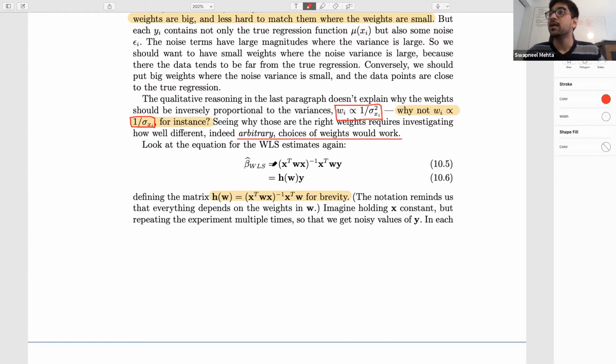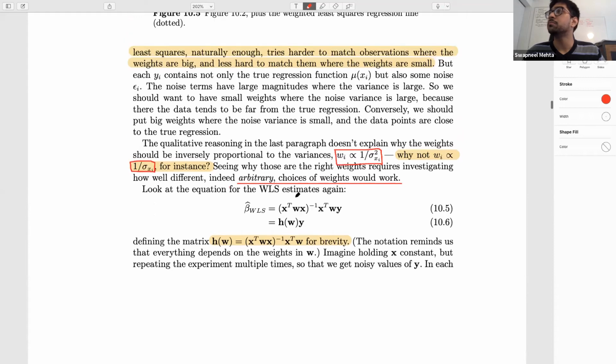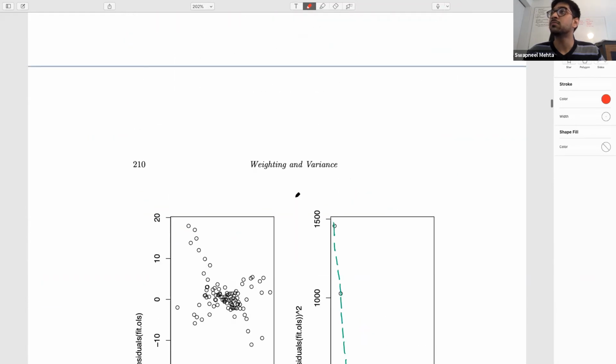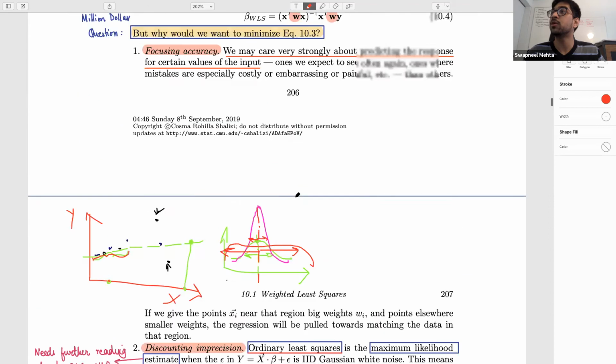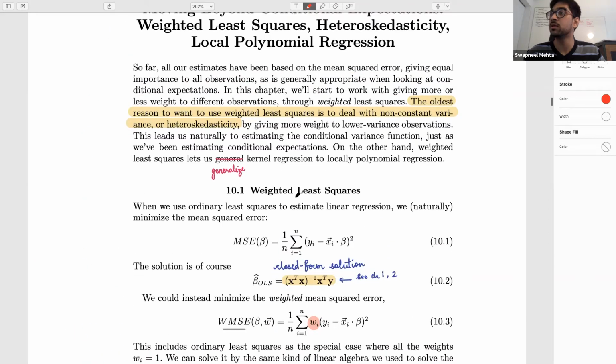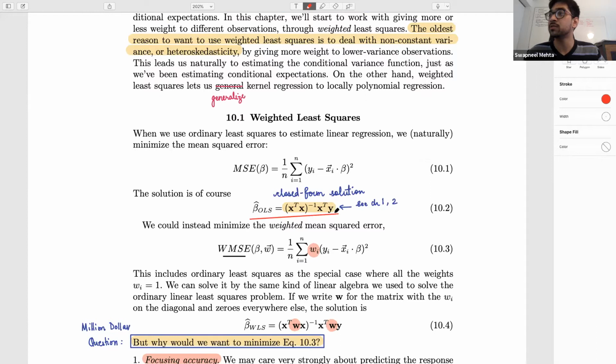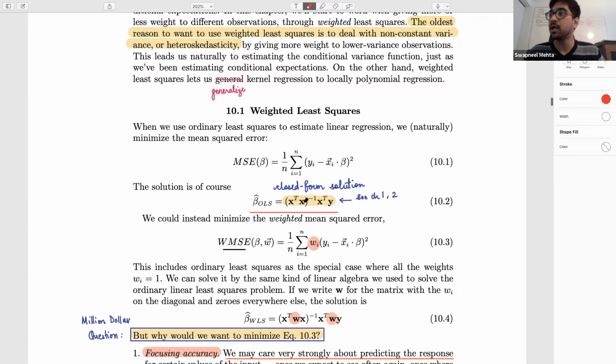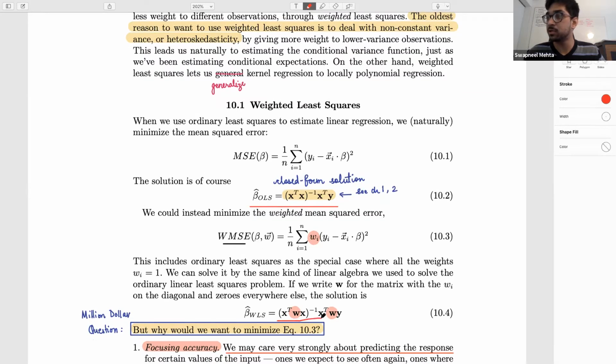Okay, so the beta hat estimate. I guess he's discussed this before, but if you recall, the closed form solution to linear regression was x transpose x inverse x transpose y. Given a set of data with terms x and y, where x is your covariates and y is your response, this is the closed form solution for your OLS estimate. Once you add weights, this turns out to be a new closed form solution, including those weight terms.